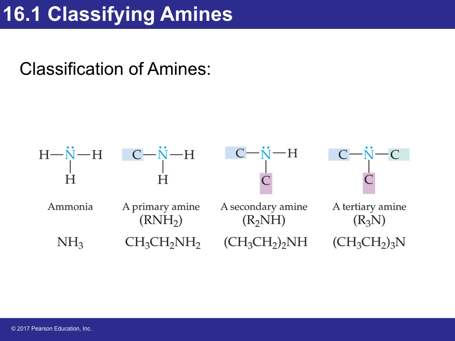A secondary amine is when you have 2 organic groups attached to the nitrogen and only 1 hydrogen, so R2NH. Example, twice CH3, CH2 attached to the nitrogen and 1 hydrogen. And a tertiary amine will have 3 organic groups, each starting with a carbon atom, attached to the nitrogen. Example below could be CH3, CH2, so a 2-carbon ethyl, 3 times attached to the nitrogen atom.